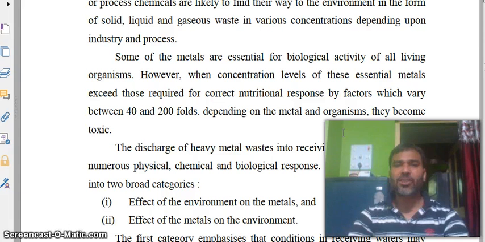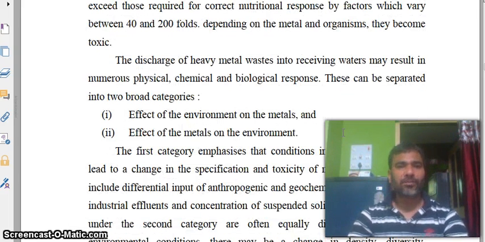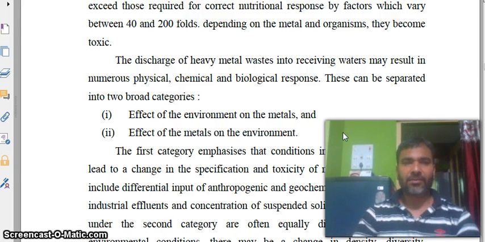Some metals are essential for the biological activity of all living organisms. However, when concentration levels of these essential metals exceed those required for correct nutritional response by a factor which varies between 40 to 200 folds, depending on the metal and organism, they become toxic. The discharge of heavy metal waste into receiving waters may result in numerous physical, chemical and biological responses, and these can be separated into two broad categories.